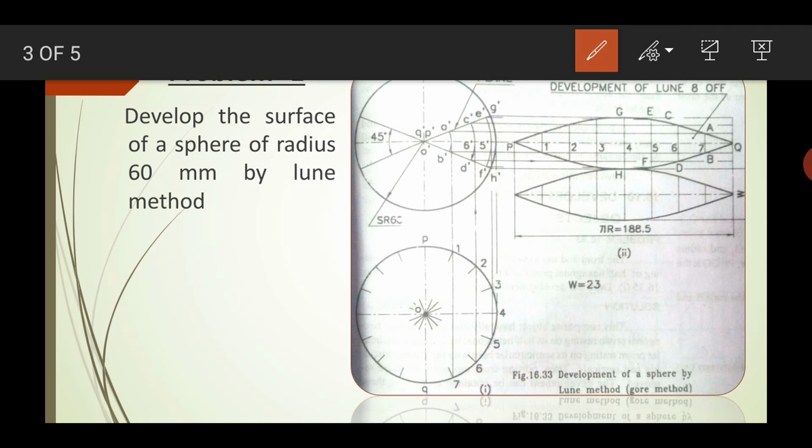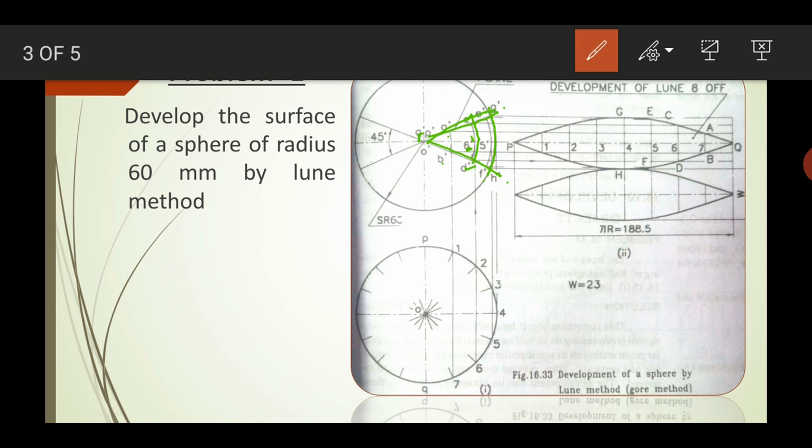Once more I will tell you: with center O dash and radius O dash 6 dash, where 6 dash is here, I draw an arc and point out C dash and D dash. Similarly I marked A dash and B dash, E dash and F dash, G dash and H dash. All these I got. Then I draw like a loon, like a triangle way. Like this I get.